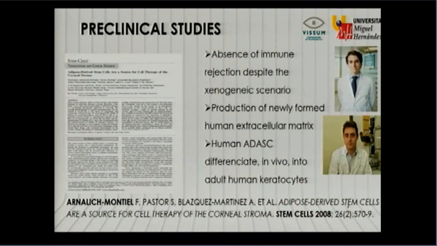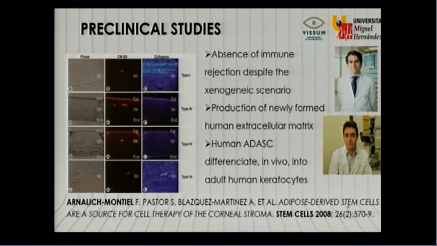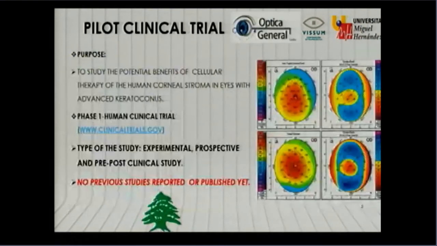Then we went through the finding of scaffolds, and these scaffolds were different. We tried synthetic scaffolds, different types of organic scaffolds. Finally, we found the scaffold. The scaffold is the human collagen cornea without cells. I will go through this.